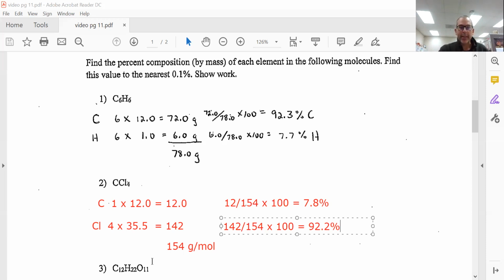What if you have 3 things like in this? Just find the molar mass and then do 3 parts, and you can figure out those percentages, but they should all add up to 100%.